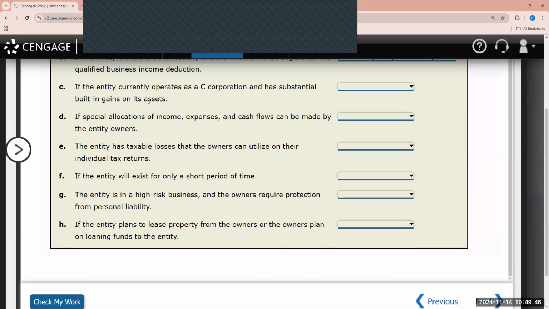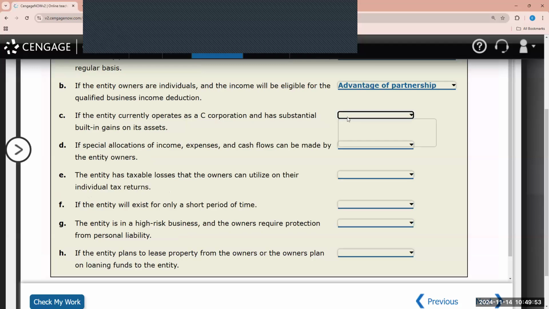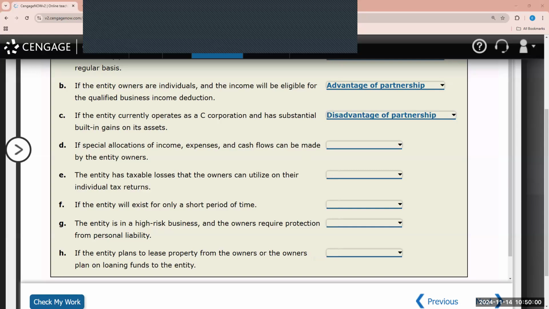C, if the entity currently operates as a C corporation and has substantial built-in gains on its assets, this would be a disadvantage of a partnership. As mentioned, with the partnership, generally, the partnership and the partners will not recognize any gain or loss, but there is a nuance when there are built-in gains on property. So the entity currently operates as a C corporation and has substantial built-in gains or losses.